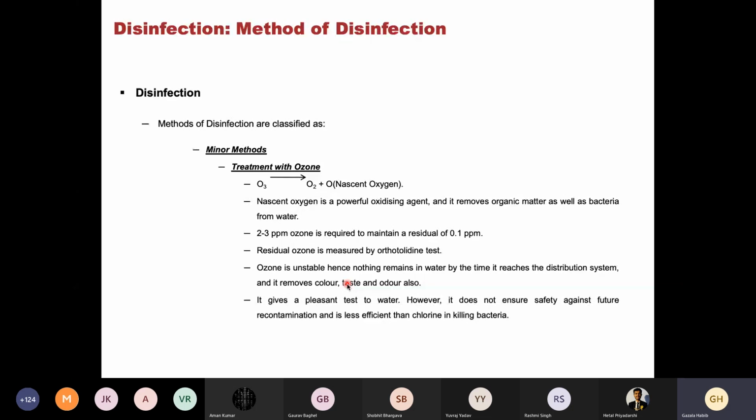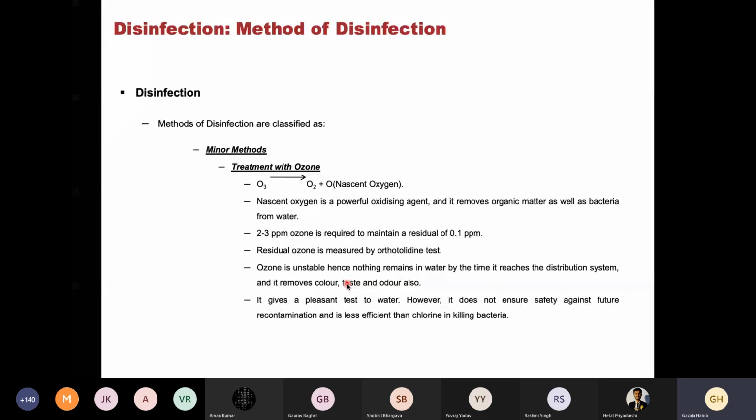2 to 3 ppm of ozone is required to maintain a residual of 0.1 ppm. Residual means what? After killing the bacteria, there should be some amount of ozone available in the water so that future contamination or any further growth of bacteria is restricted. So that is called the residual. A 0.1 ppm residual should be there to avoid any further growth of bacteria during the distribution of the water after treatment.